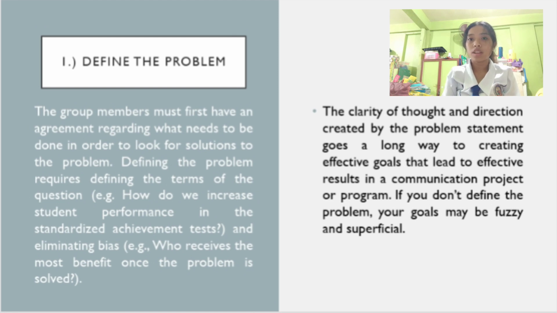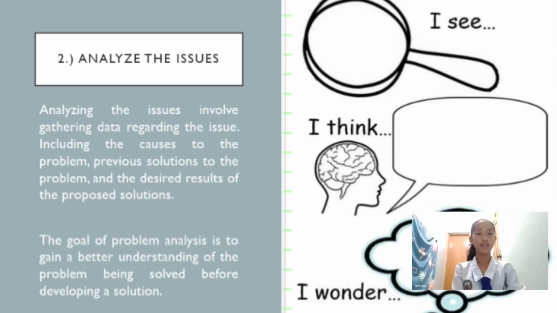The clarity of thought and direction created by the problem statement goes a long way to create effective goals that lead to effective results in a communication, project, or program. If you don't define the problem, your goals may be fuzzy and superficial. Analyze the issues. Analyzing the issues involves gathering data regarding the issue, including the causes of the problem, previous solutions to the problem, and the desired results of the proposed solution.